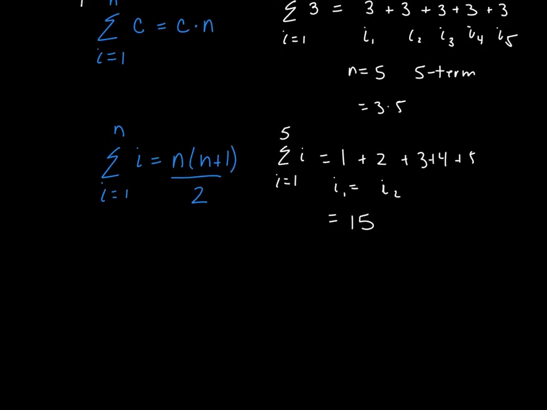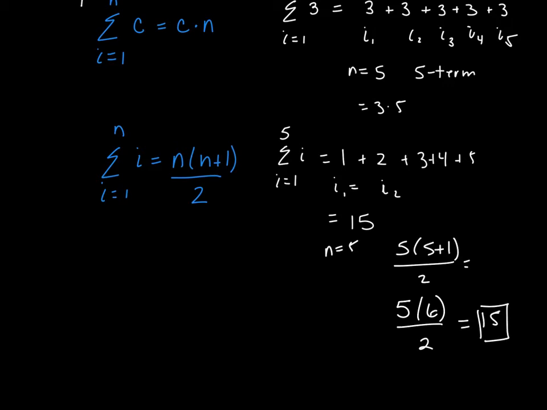if I were to plug that back into the formula, and again, n is equal to 5, that formula is just 5 times 5 plus 1 all over 2, or 5 times 6 divided by 2, which is still 15. You prove these in pre-calc using math by induction.